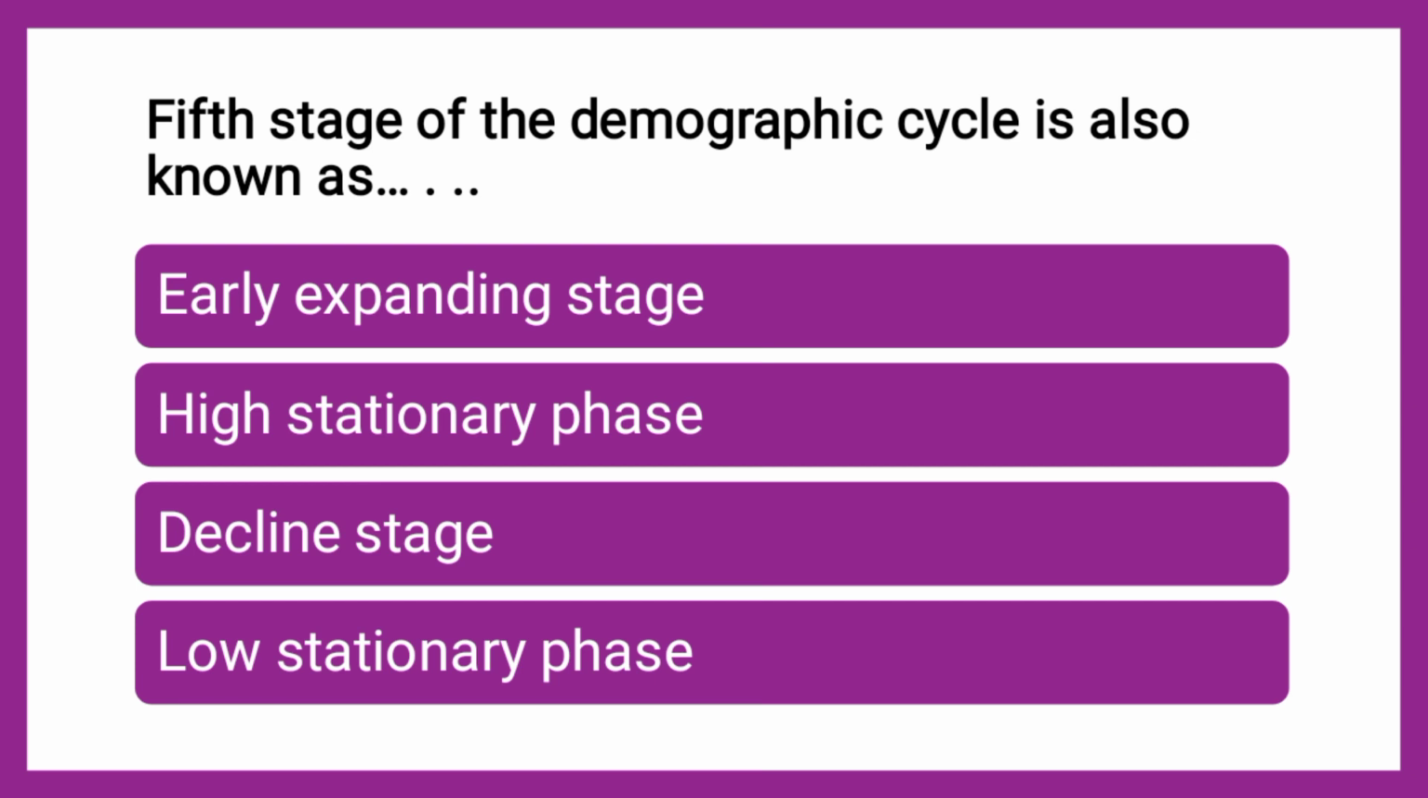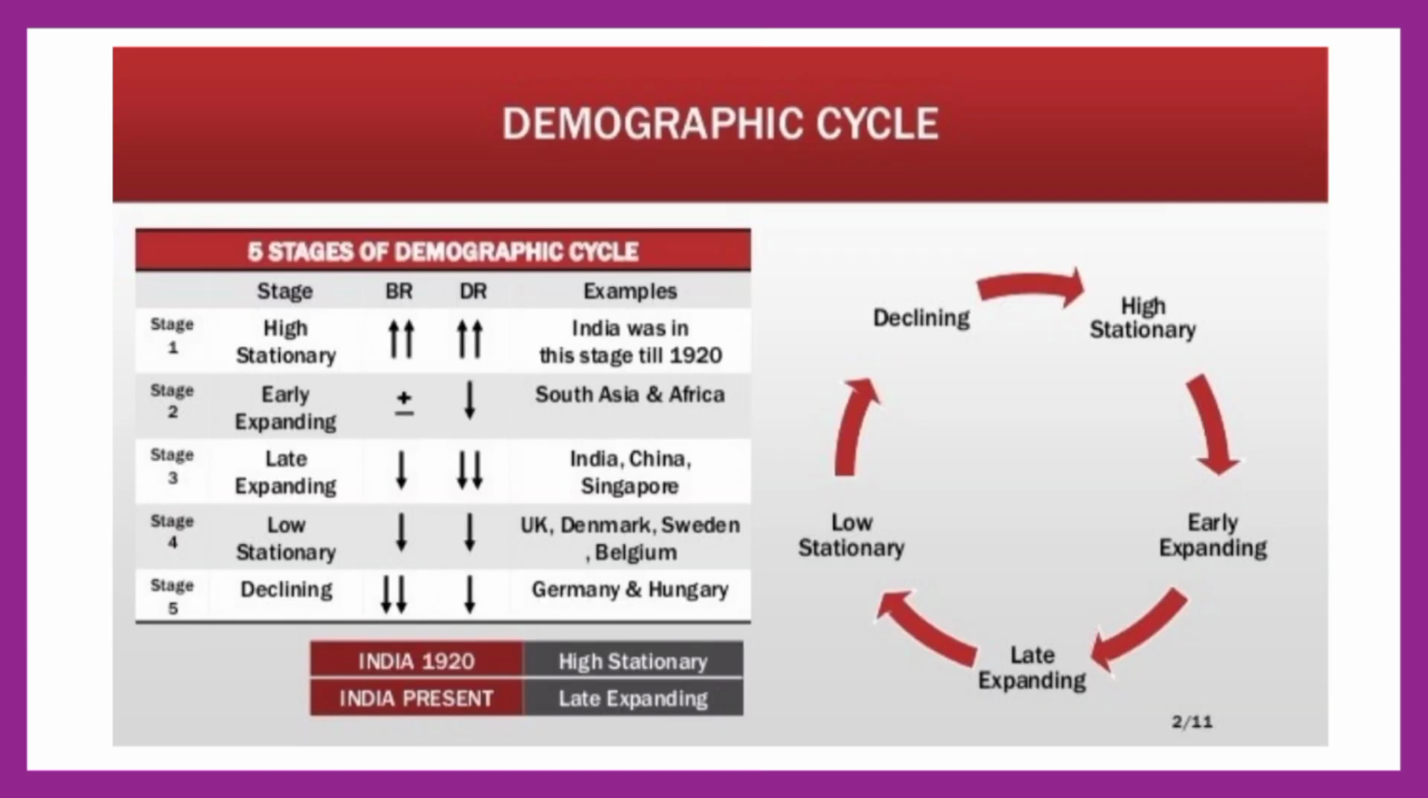Next question is, the fifth stage of the demographic cycle is also known as dash. Whether it is known as early expanding stage, high stationary stage, declining stage or low stationary phase, the correct answer is declining stage. Why is it the declining stage? Because birth rate and death rate both have reduced in stage 4.